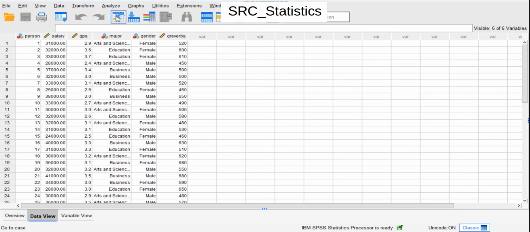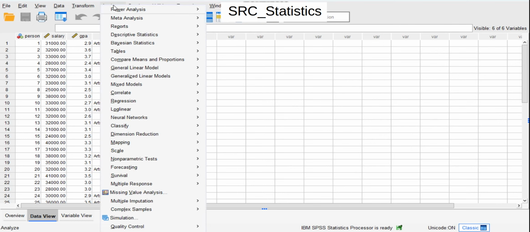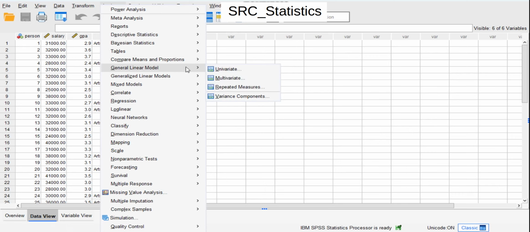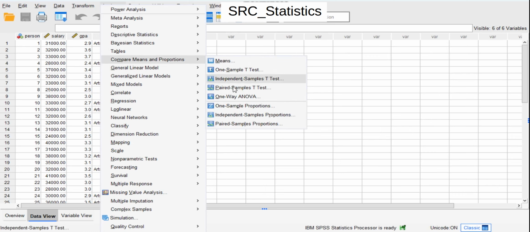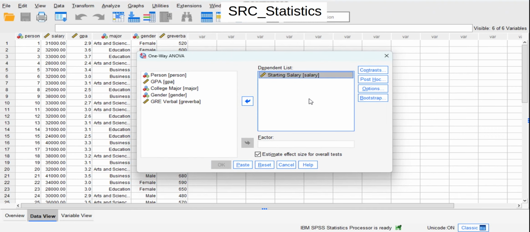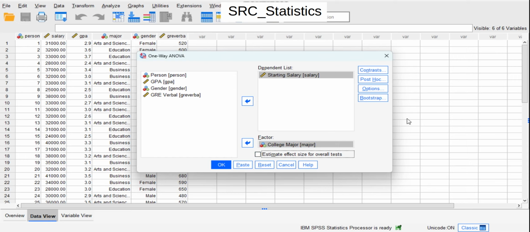So for ANOVA we go to the Analyze tab, Compare Means and Proportions, and then select One-Way ANOVA. Let me reset. Our dependent variable is the starting salary, and the factor which divides the variable into 3 groups is college major. So the factor is college major. If you want effect size you can check it; if you do not want it, you remove it.